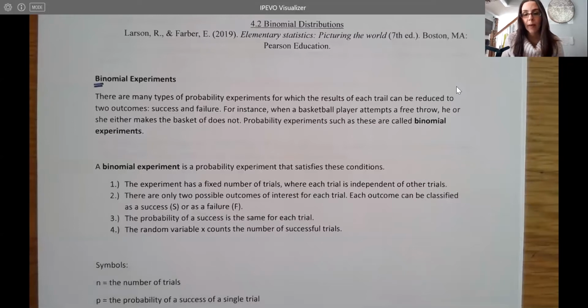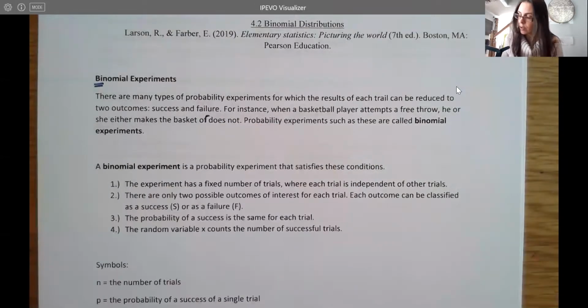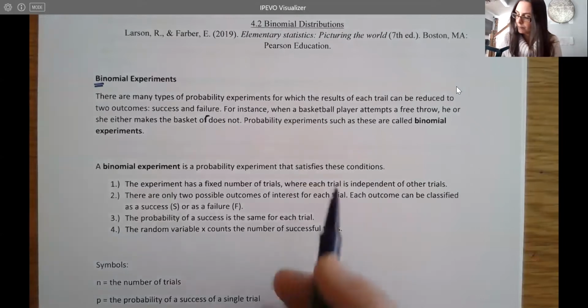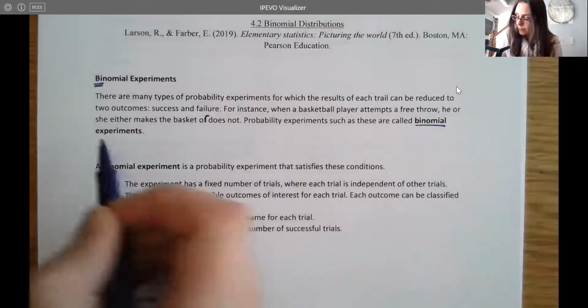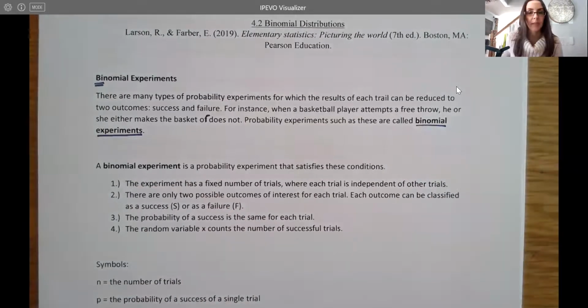For instance, when a basketball player attempts a free throw, he or she either makes the basket or does not. So we could consider a success being that they made the basket and a failure being that they did not make the basket. Probability experiments such as these are called binomial experiments.